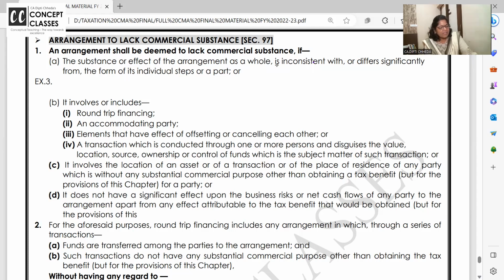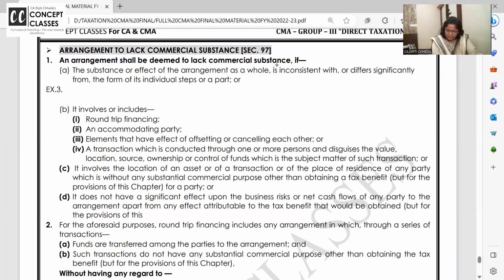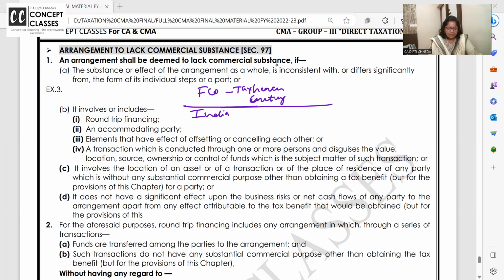तो what actually they are doing? For the third one, I'm drawing, you know, round and round they are doing the transaction rather than going straight. So let us say this is India, this is a foreign company, maybe a tax haven country जहां पे कोई टैक्स नहीं है.